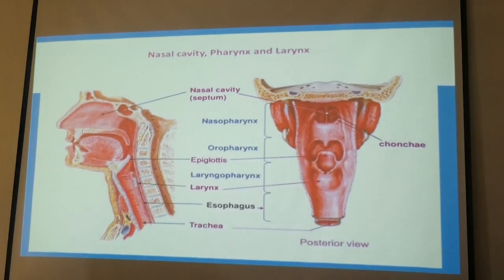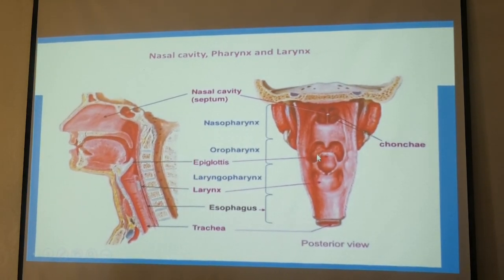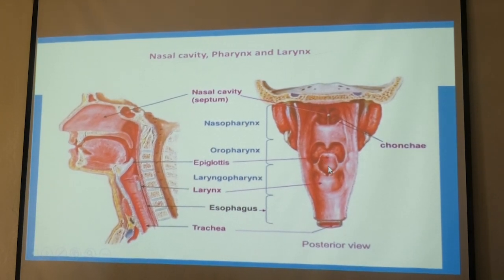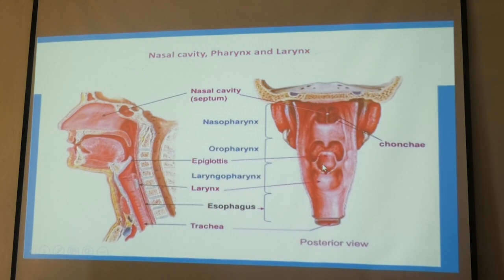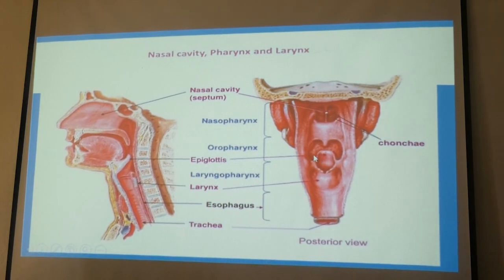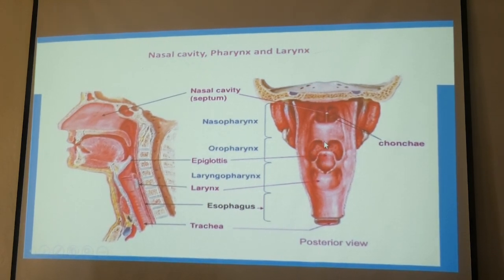Okay, then next one would be, this is the epiglottis. What is this space? Do you know? It is known as pyriform fossa. This space, this is epiglottis. Just back to that. Why is it important?